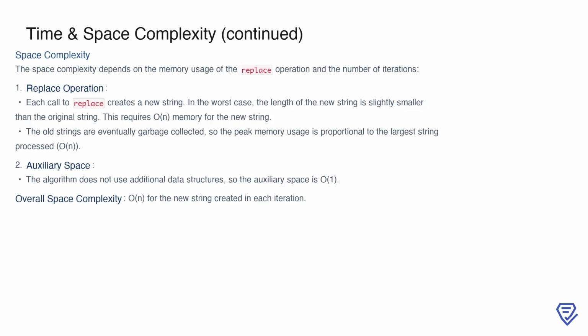The old strings are eventually discarded and garbage collected, so the peak memory usage at any given time is determined by the largest string being processed, which is n. Additionally, the algorithm does not use any extra data structures, so the auxiliary space requirement remains constant at 1. Combining these factors, the overall space complexity of the function is n, driven by the memory allocated for the new strings created during each iteration.